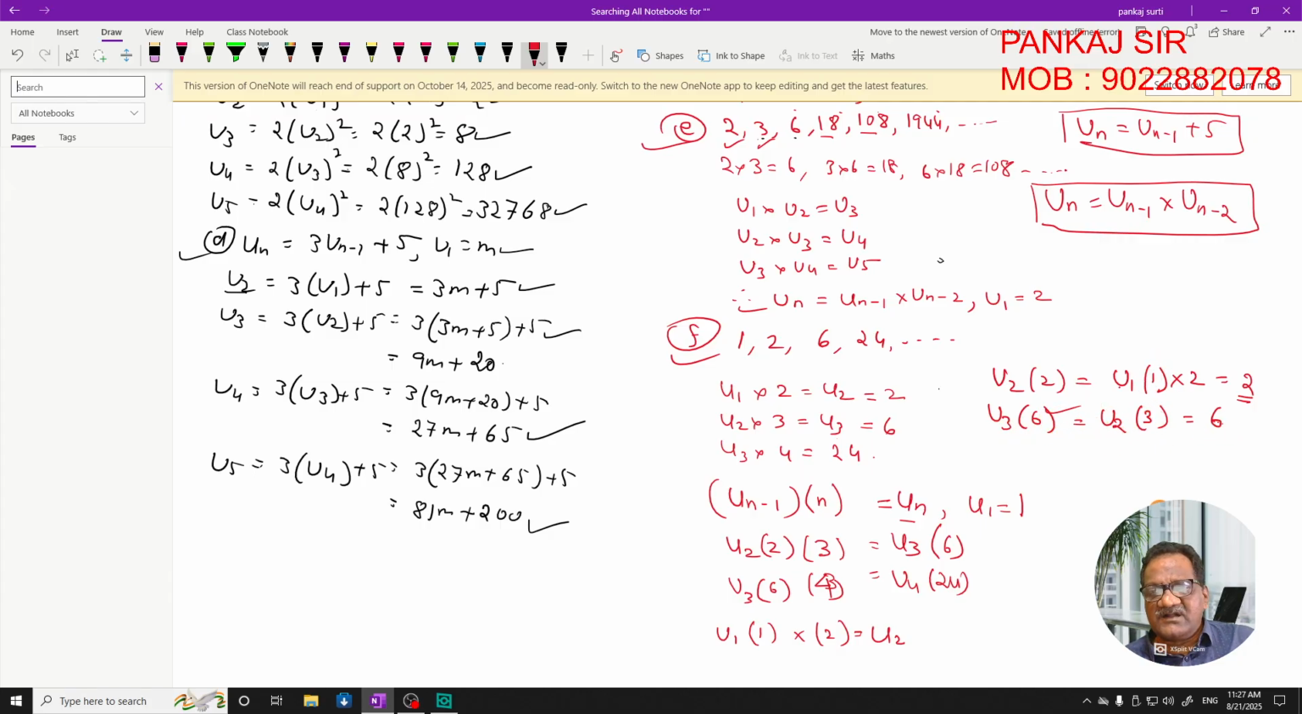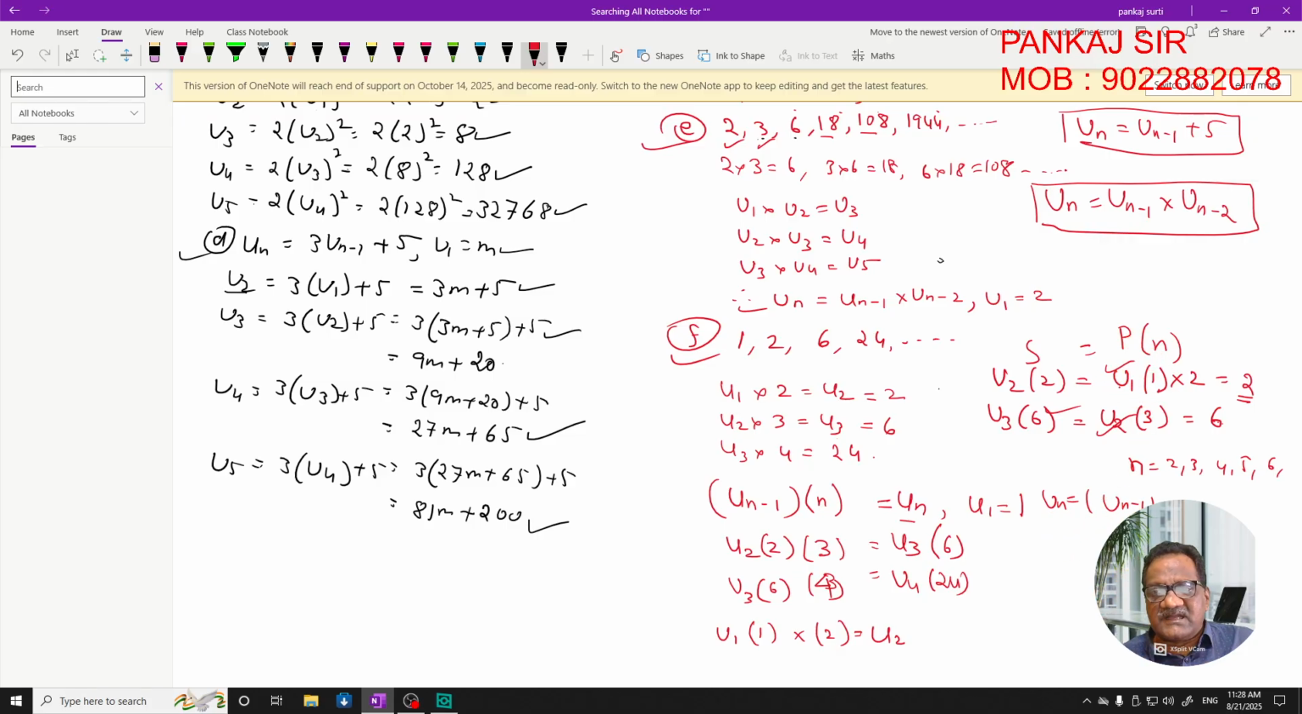So the multipliers are 2, 3, 4, 5, 6, which you can write as n. The previous term will be un minus 1, and the successive term will be un. So the successive term will be equal to the previous term multiplied by n.